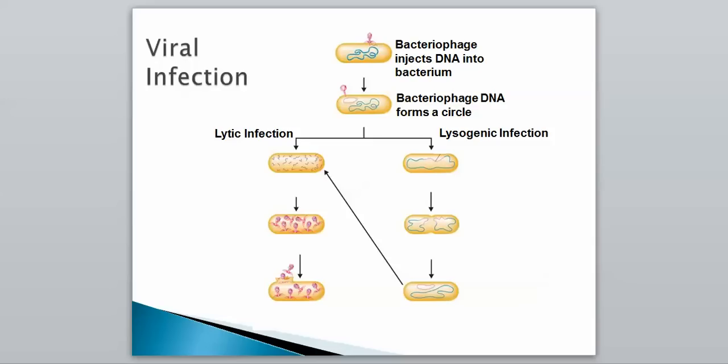Here is a breakdown of the types of infection that we have. There are 2 different things that can happen, the lytic infection or the lysogenic infection, and we're going to take a look at those in our next video.